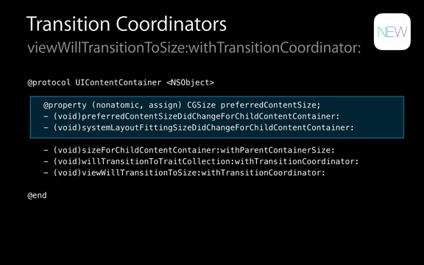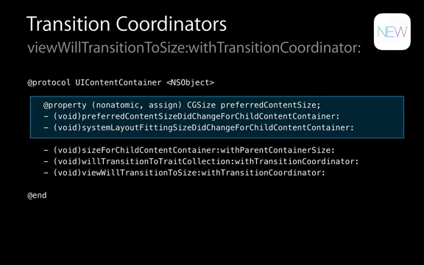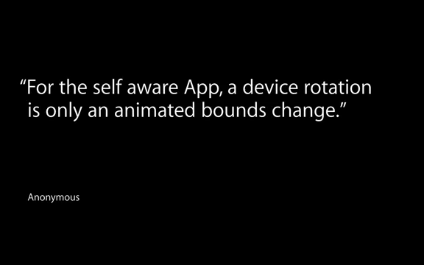When you set that, your parent container object, whatever that might be, it might be a parent view controller, it might be a presentation controller, will get a preferred content size did change for child content container. In that method, the parent can decide what to do with the request. If it decides that it wants to honor the request, it may turn around and call view will transition to size with transition coordinator on the child, which gives the child the ability to animate alongside that size change.